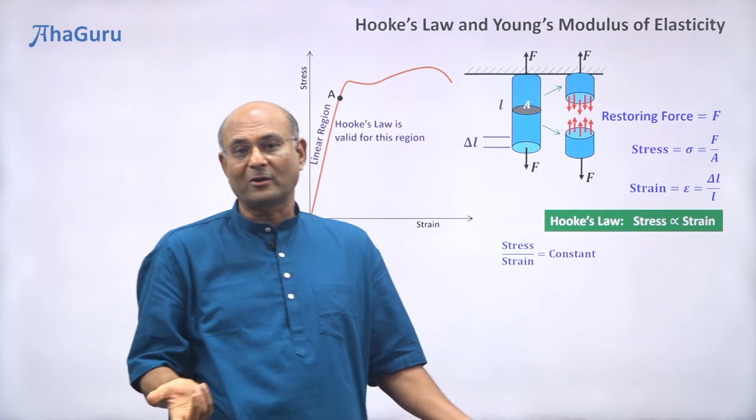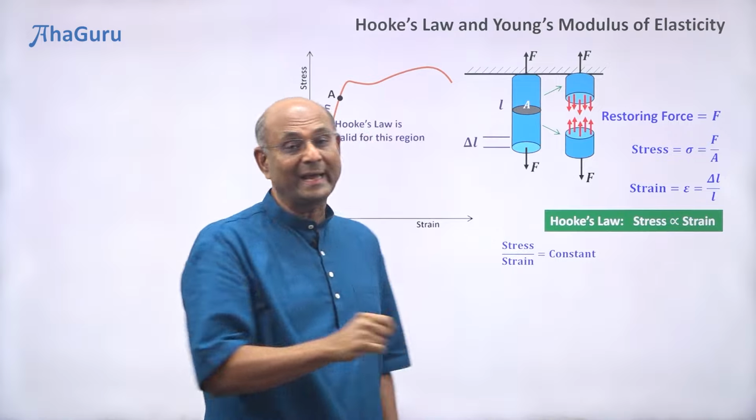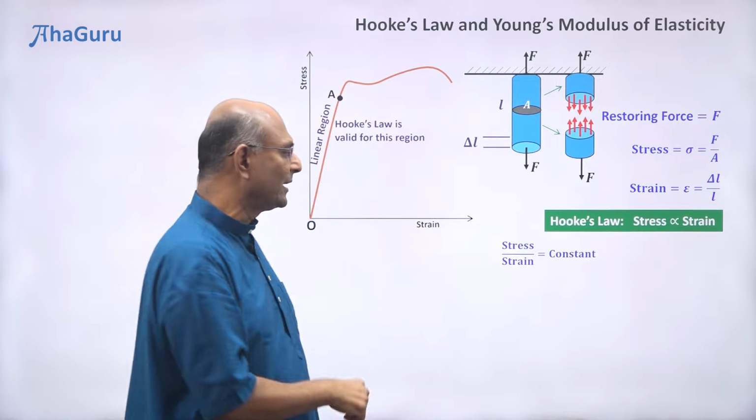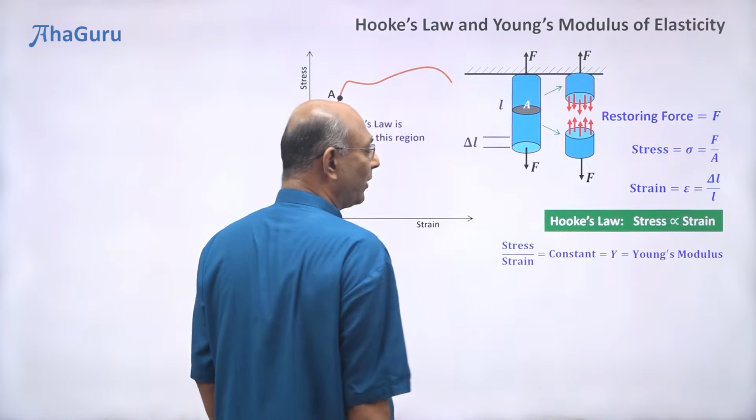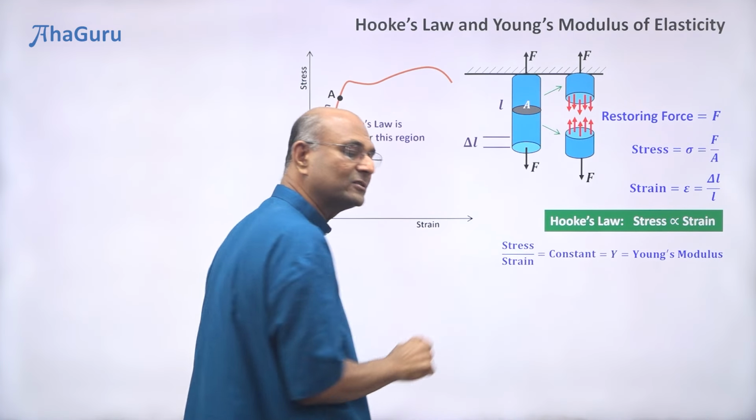Stress by strain must be a constant. That is the meaning of this proportionality. Now this constant has a name. It is called Young's modulus and we use the symbol Y for it. So stress by strain is Young's modulus Y.